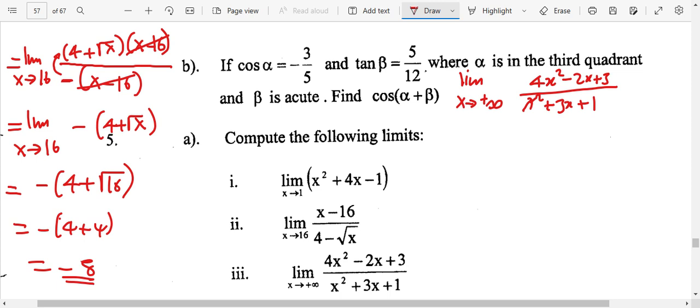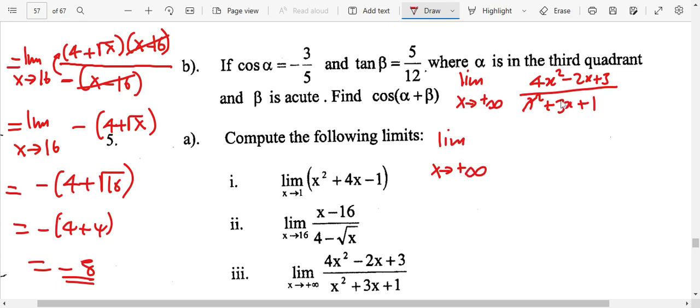So what do you think is supposed to be the answer from what you're able to see, since it's going towards infinity and the highest powers are the same up and down? What do you think, what is supposed to be the answer? Four. Yes. Okay, now just to show the working, I'm going to say limit as x approaches positive infinity.